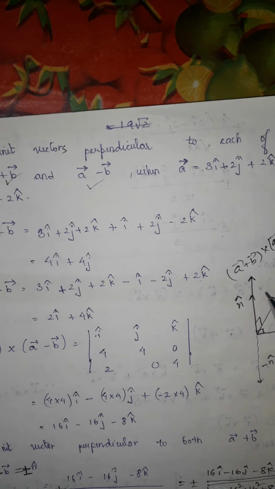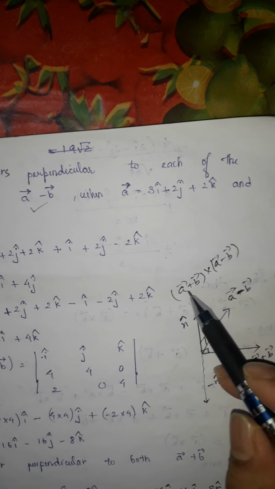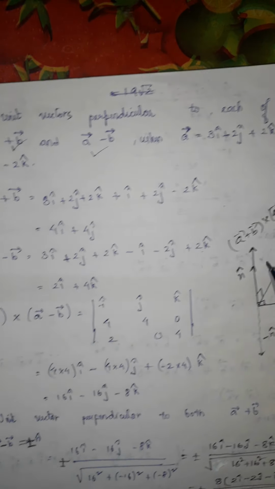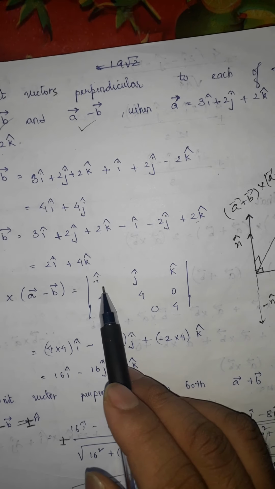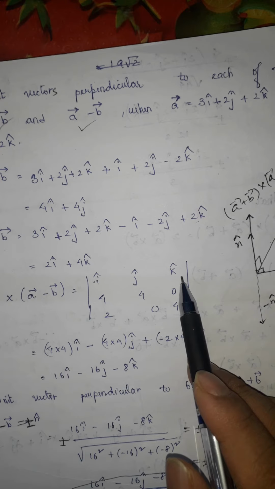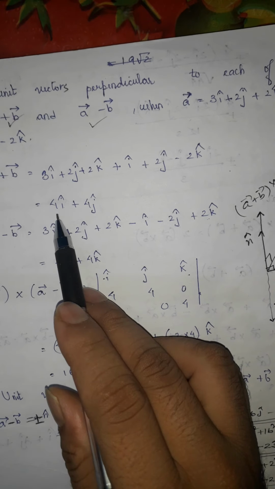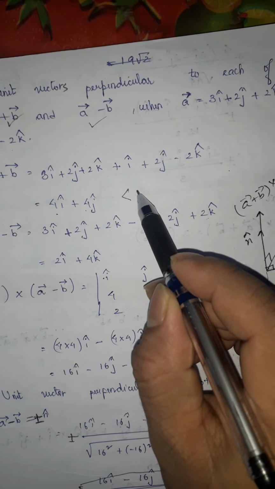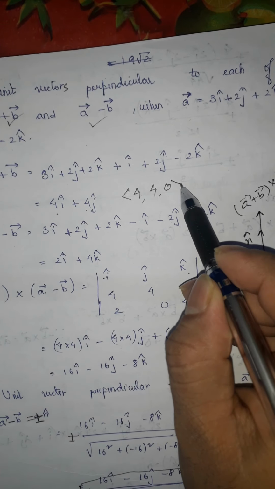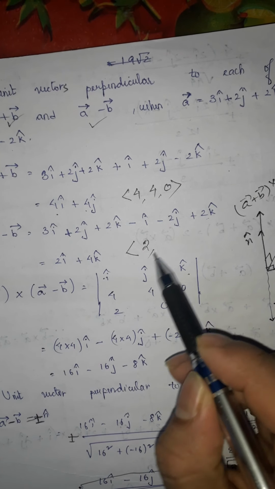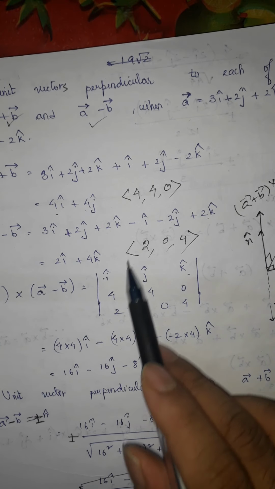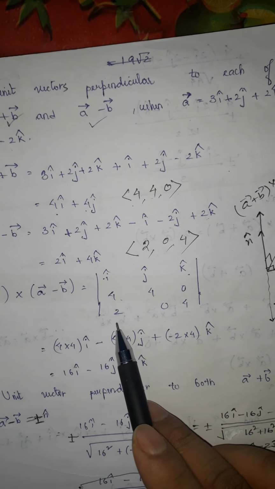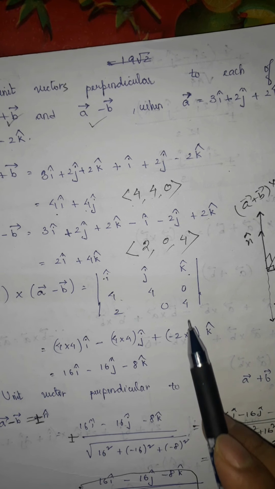So for n cap you first have to find the cross product of these two vectors: a plus b cross a minus b. The first row is i, j, k. The second row, the scalar components, will be 4, 4, 0, and the third row 2, 0, 4.